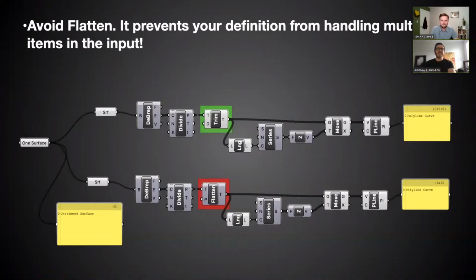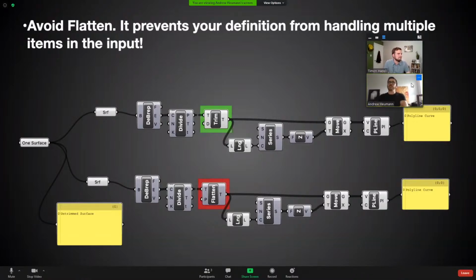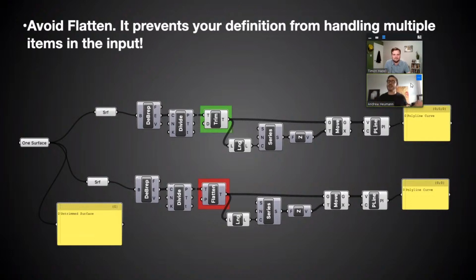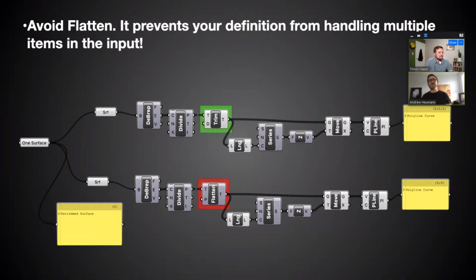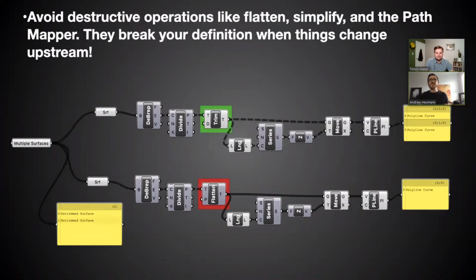The reason I hate flatten is because it is an absolute operation and it just discards all the data, like I said before. But perhaps more importantly, it prevents you from ever reusing this code in a flexible way. These two scripts are identical at the moment. I've got one with flatten and one that uses trim tree, and they work great when I have one surface on the input. But as soon as I feed multiple surfaces into the input, you can see I've just changed that out. The one at the top, which uses trim tree, gives me two polylines back.